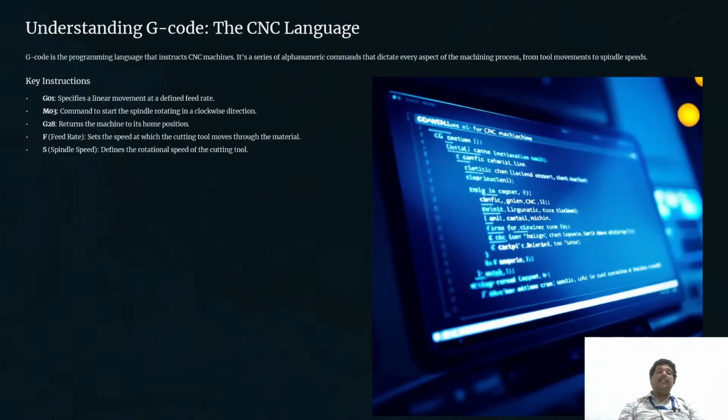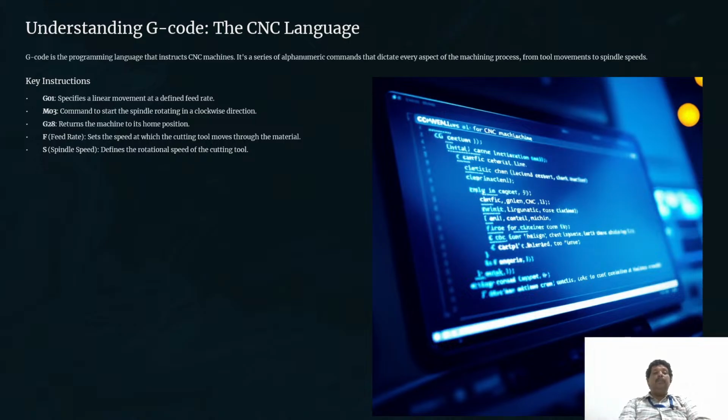Now, what is G code? I told you about G code and M code. The machine runs with G code and M code. What are G code and M code? G code is the programming language that instructs the CNC machine. It's a series of alphanumeric commands that dictate every aspect of the machining process, from tool movement to spindle speeds.